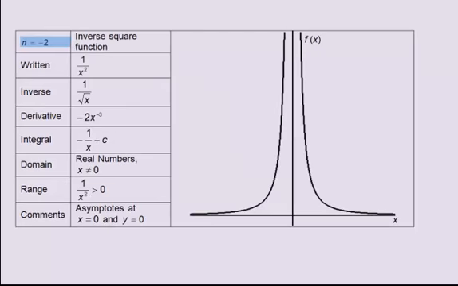When n is equal to minus 2, inverse square function. Written, 1 divided by x squared. Inverse, 1 divided by the square root of x. Derivative, minus 2x to the power minus 3. Integral, minus 1 over x plus c. Domain, the real numbers, but x cannot equal 0. Range, 1 over x squared is always greater than 0. Comments, asymptotes at x equals 0 and y equals 0.